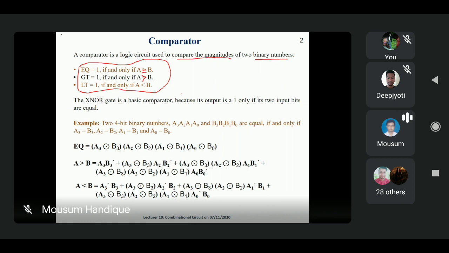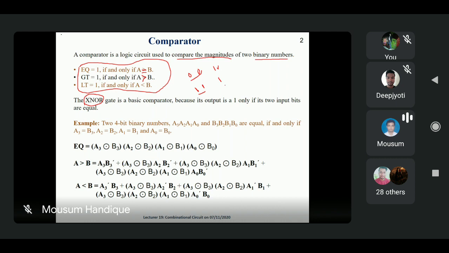Always remember, when we are using the comparator, we can use the XNOR gate. Why do we use the XNOR gate? Remember the behavior of the XNOR gate. If both inputs are 0 0, the output is 1, and when both inputs are 1 1, the output is also 1. So when these two are equal, the gate is active. 1 1 means equal, and this one is equal to this one. Due to that reason, the output is always 1.